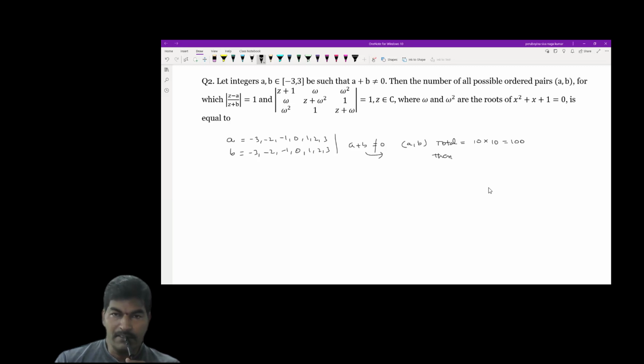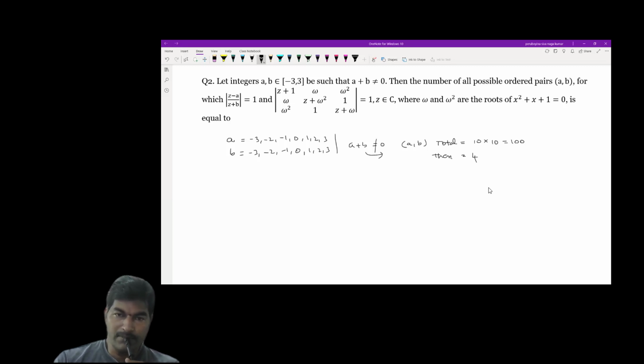conditions are 0? So out of these, -3 plus 3 is 0, -2 plus 2 is 0, and -1 plus 1 is 0, and 0 plus 0 is also 0. So 1, 2, 3, 4. 4 are selected and the remaining were fixed. So out of these, 4 ordered pairs are selected, they should make 0.